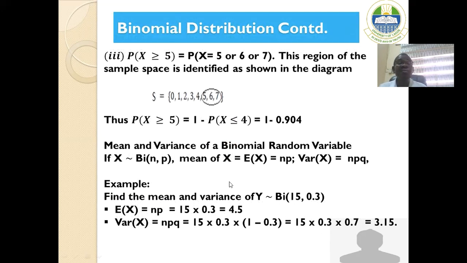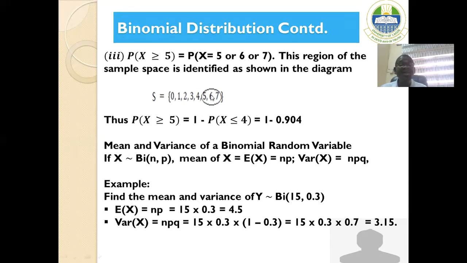Now the next problem, probability that x is greater than or equal to 5. For x to be greater or equal to 5, that means x can be 5 or 6 or 7. Look at the sample space. The sample space of a statistical experiment is the space containing all the possible outcomes of that experiment. And we are required to find the probability for 5, 6, or 7. Now, the probability of the entire sample space, 0, 1, 2, 3, 4, 5, 6, 7 is 1.